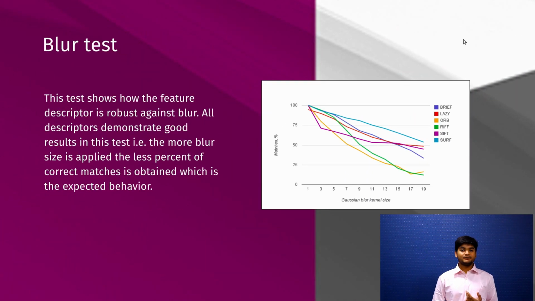The blur test tells us about the robustness of the feature descriptors against blur. As seen in the graphs, all the feature descriptor algorithms show good results in this test.